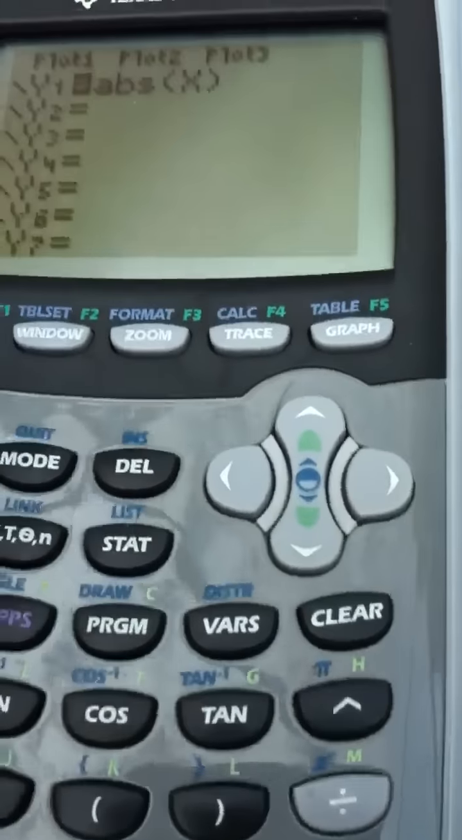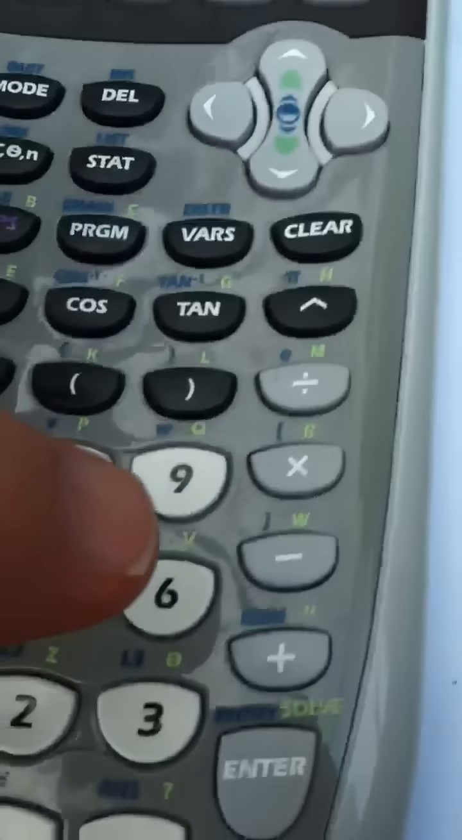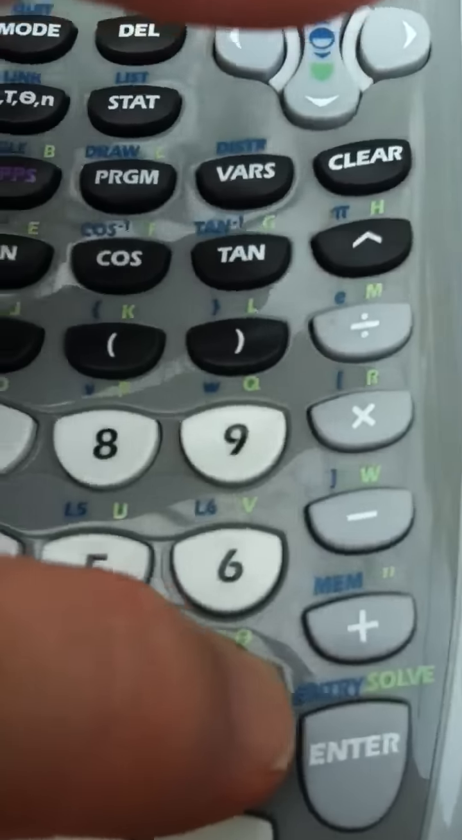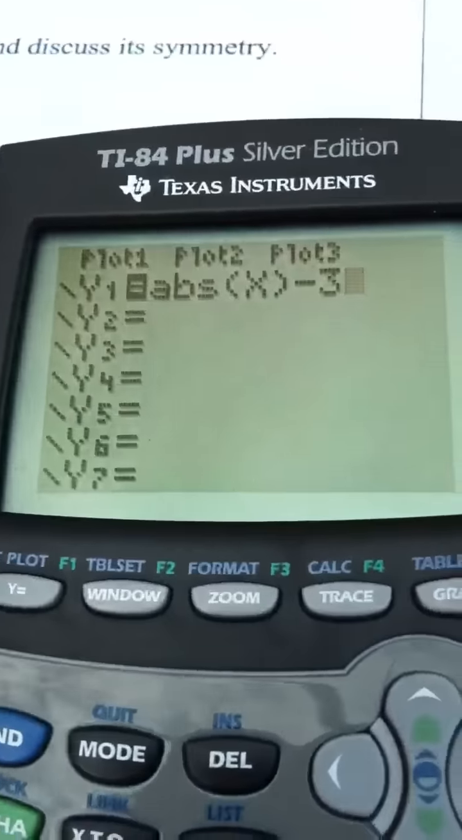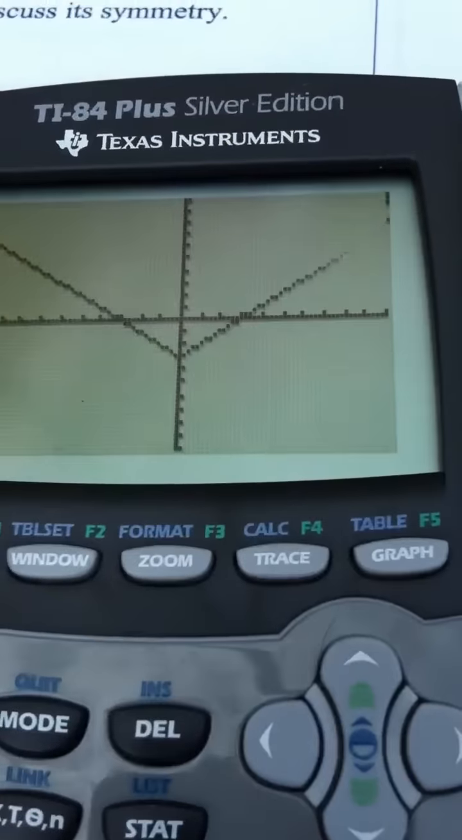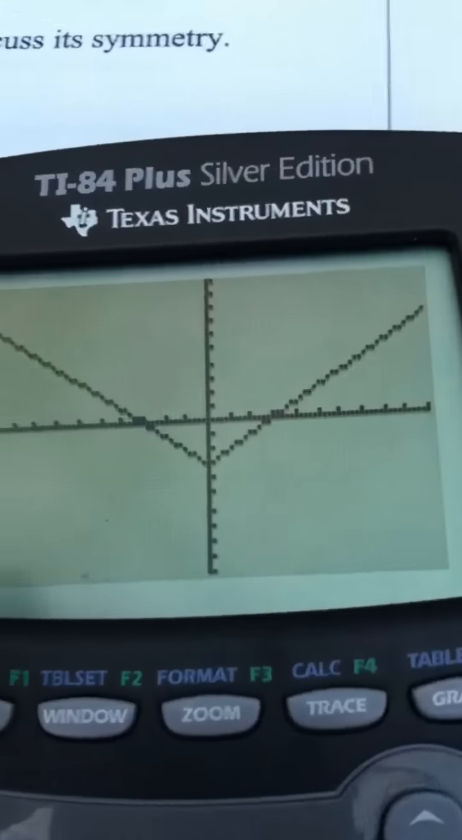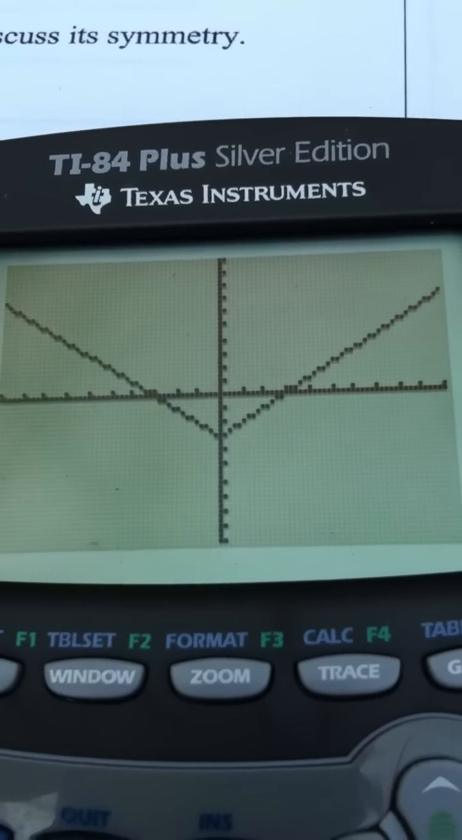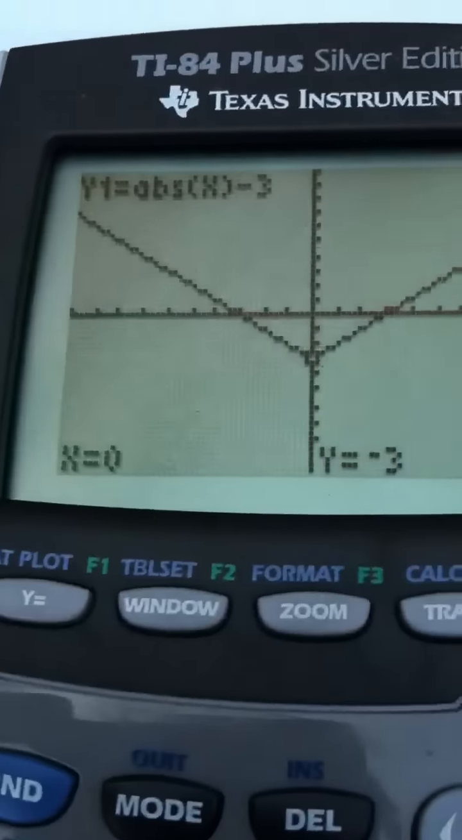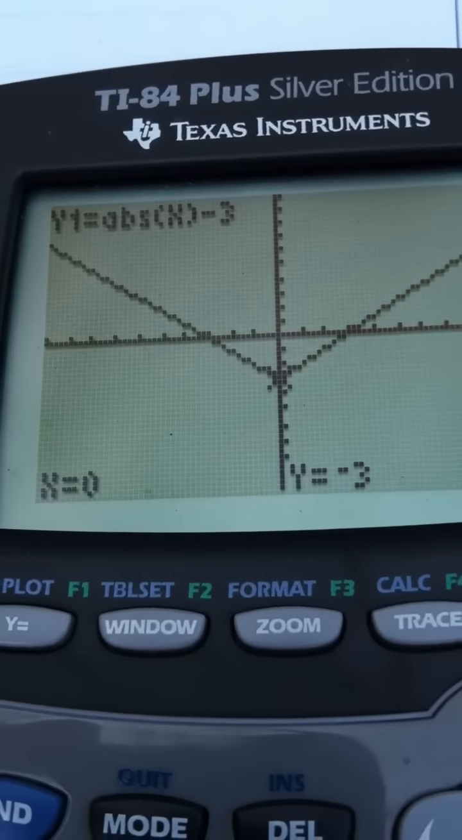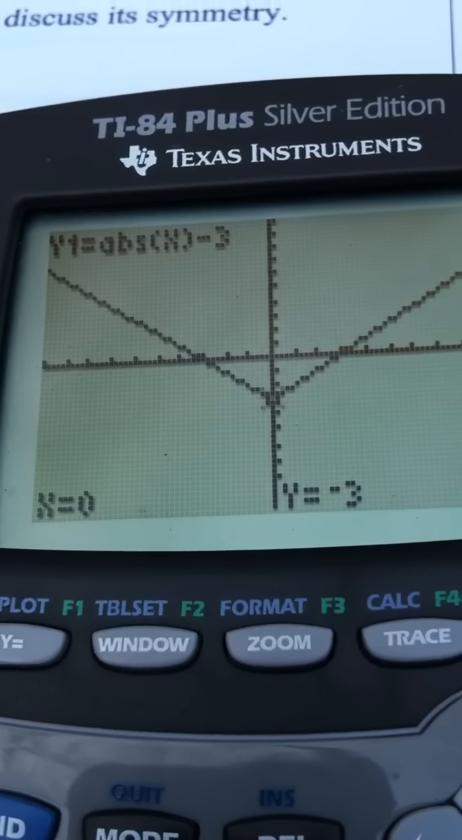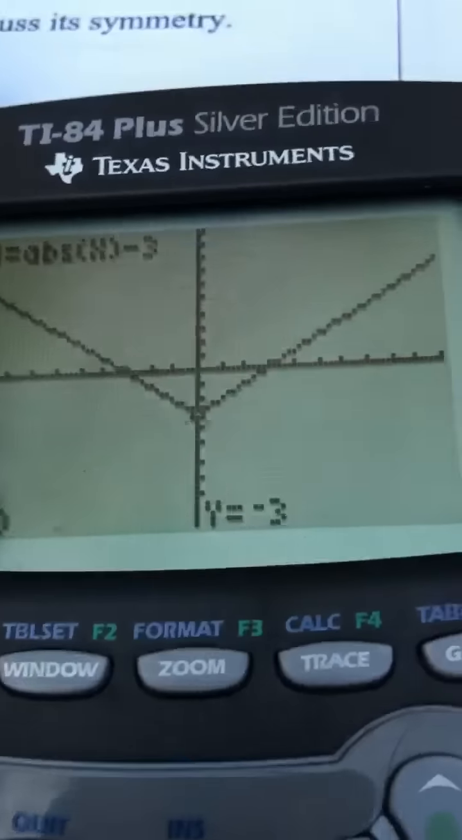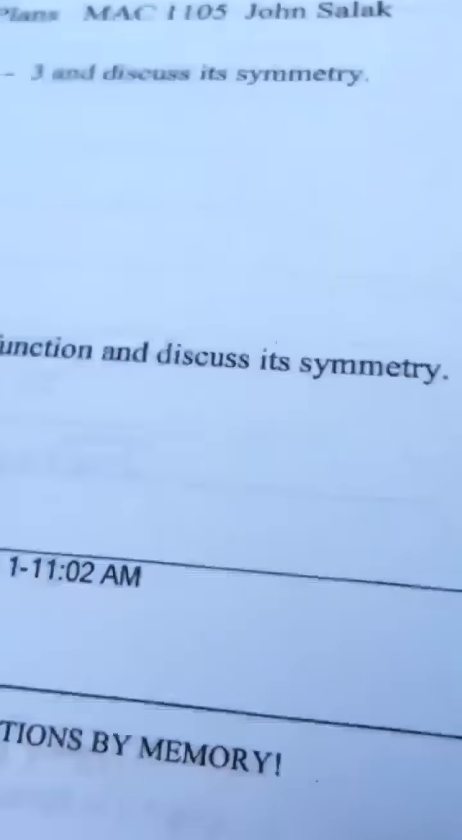I'm going to close the parens, and then I'm going to subtract 3. And I'm going to graph. Okay, so what my graph basically looks like, and the absolute value shape is always a V. This V, if I hit the trace key, I can see that the y-intercept is 0, -3, which is also the lowest point on the graph. So for max and min, that's good to know.